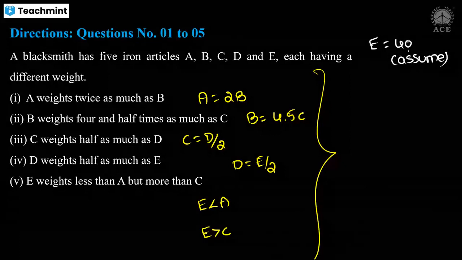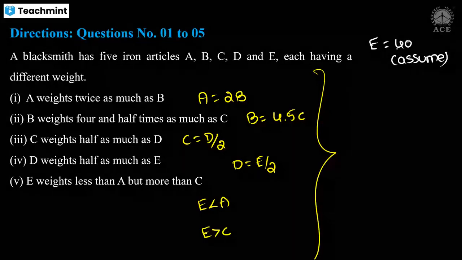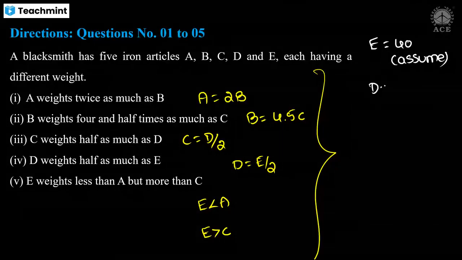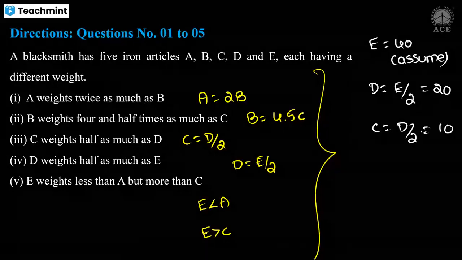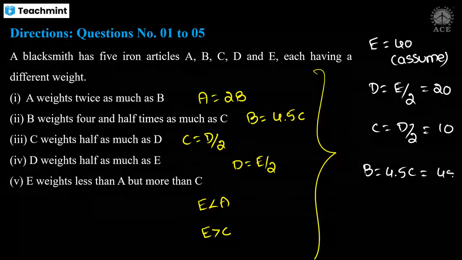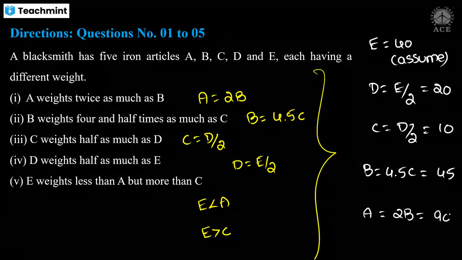Why take an E value of 40? You can take E as 100 or K. Any value is allowed. Then what about the D value? As D is E by 2, we get 20. C is D by 2, half of that, we get 10. B is 4.5 times C, 4.5 into 10, we get 45. A is twice B, my dear friends, 2 into 45, we get 90.